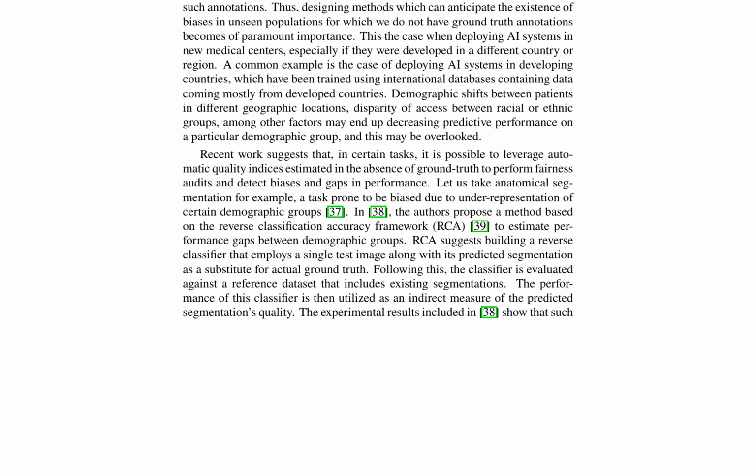For instance, RCA-based methods can anticipate biases in unseen populations, ensuring that AI systems are fair and unbiased in their application. This is particularly significant in healthcare, where biased AI systems can have detrimental consequences. By addressing the challenge of fairness properties in distribution shifts, these methods pave the way for more reliable and equitable AI applications in healthcare.